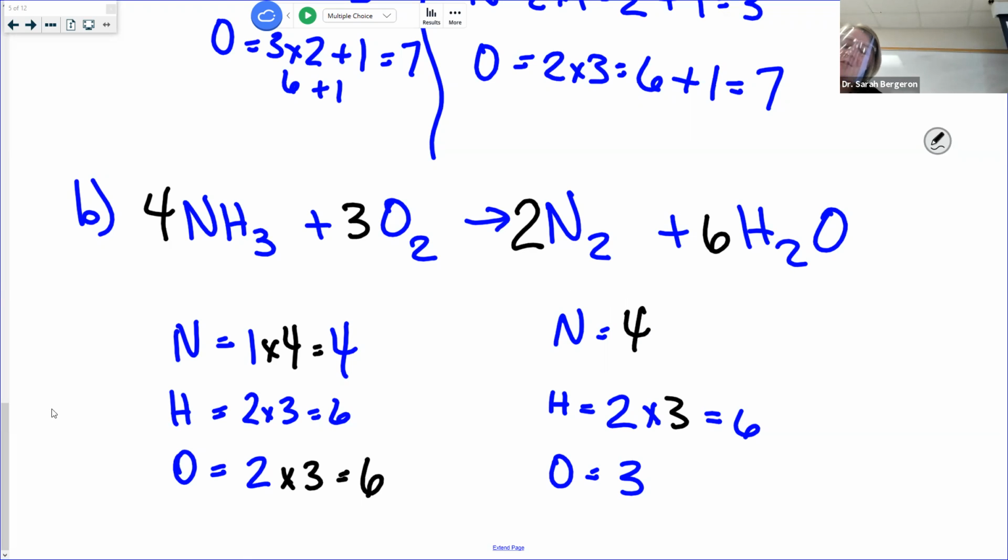Okay, now let's look at hydrogens. Reactant, how many do we have? 4 times 3, right? Not 2 times 3, we have 4 times 3, and what do we get? 4, 8, 12, right? Okay, hydrogen on the product side, 6 times 2, right? So 6 times 2 is 12.